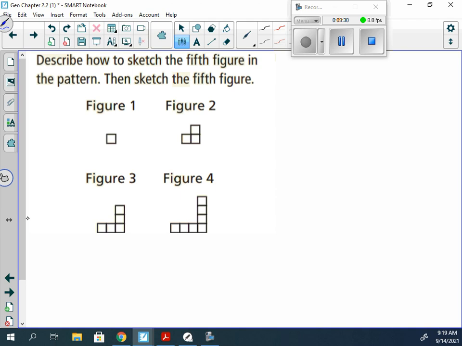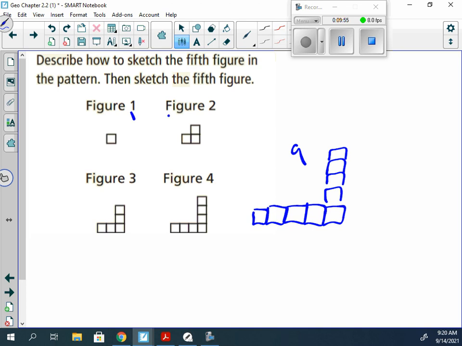So we'd add a box to the left and to the top. Yeah, so we'd have 1, 2, 3. Well, that would be what we had originally, 4. We would need one more. 1, 2, 3, 4. 1, 2, 3, 4, 5, 6, 7, 8, 9.